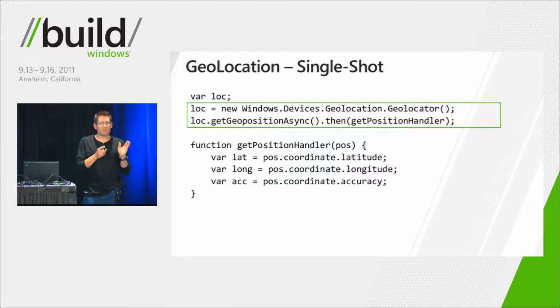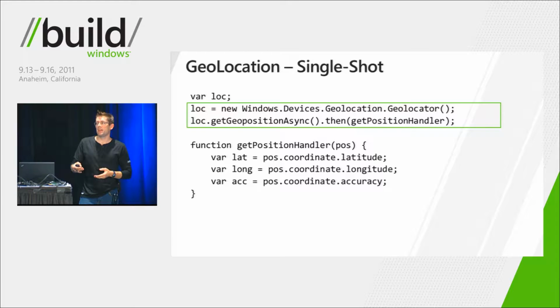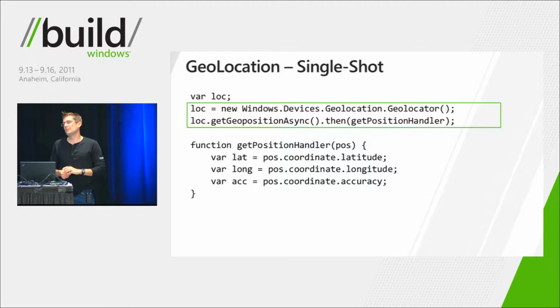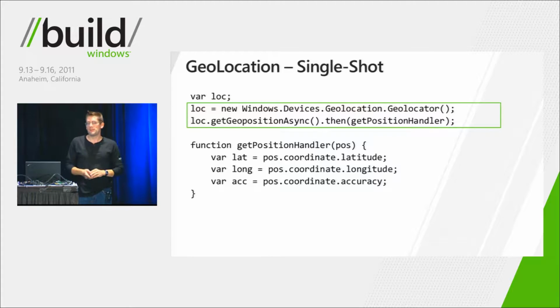So the first parameter to the then method is the success handler, and that's what I'm showing here. You could also supply a failure handler in case location data wasn't available or the user hasn't given our app access to location. So once the location data is obtained, our getPositionHandler event listener method gets called, and we can access the location data. Here we're showing grabbing off the latitude, the longitude, and the accuracy.